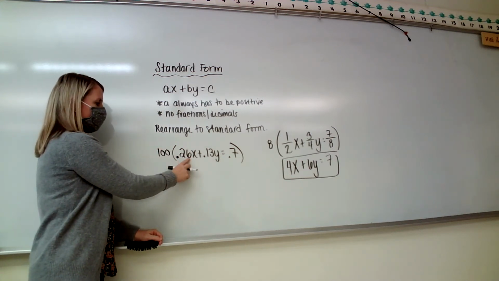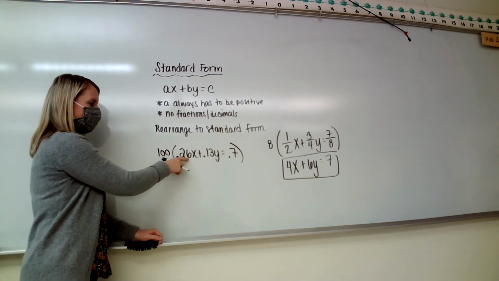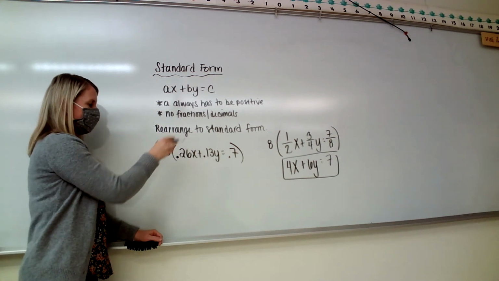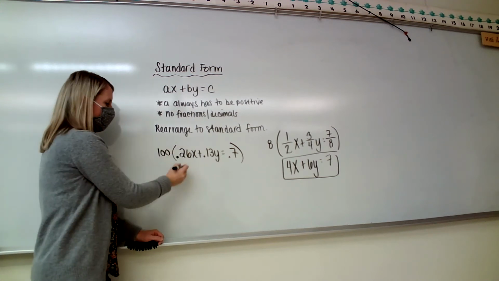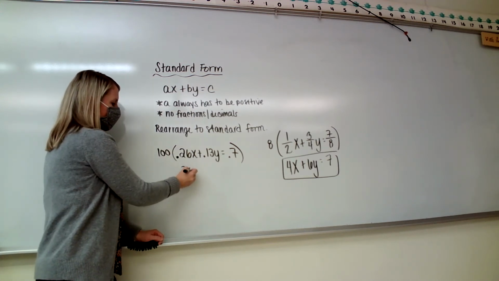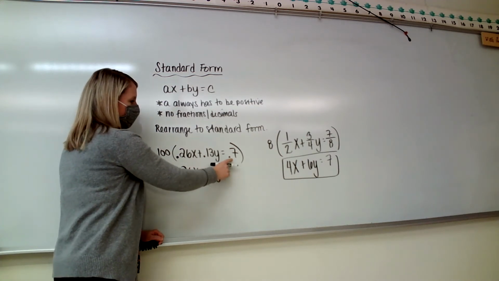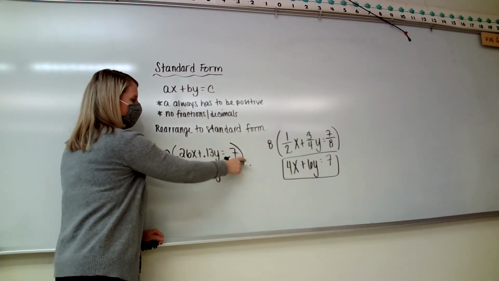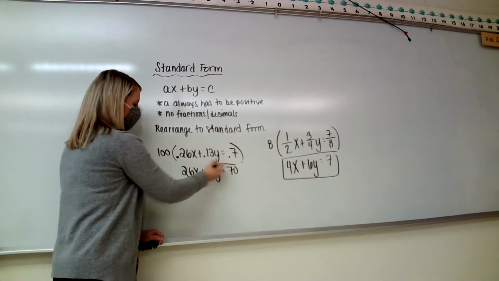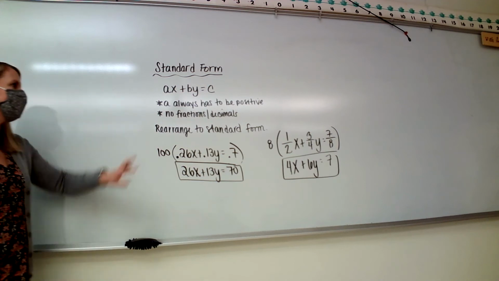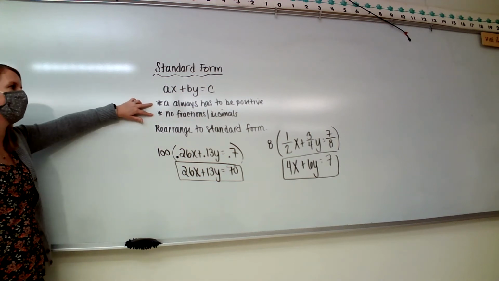So if 2 is my largest decimal, 2 decimal places, then there's 2 zeros. Basically what it does is it just moves the decimal 2 places to the right. Just be careful with this one. It would be 26x plus 13y. Make sure, a lot of people just write 7, but you need to move it 2 places. That would equal 70. So just as a heads up there. But that's how you kind of deal with those rules.